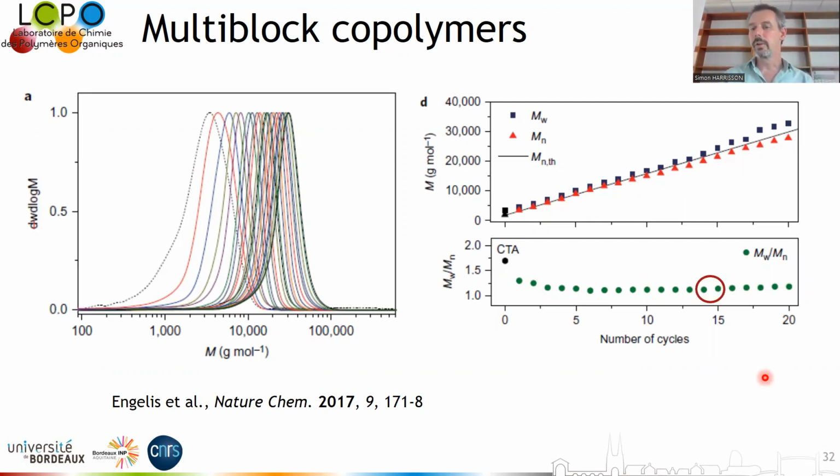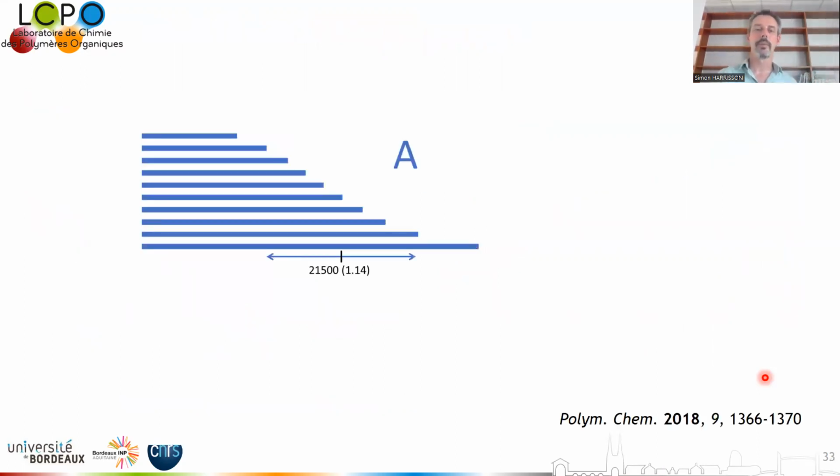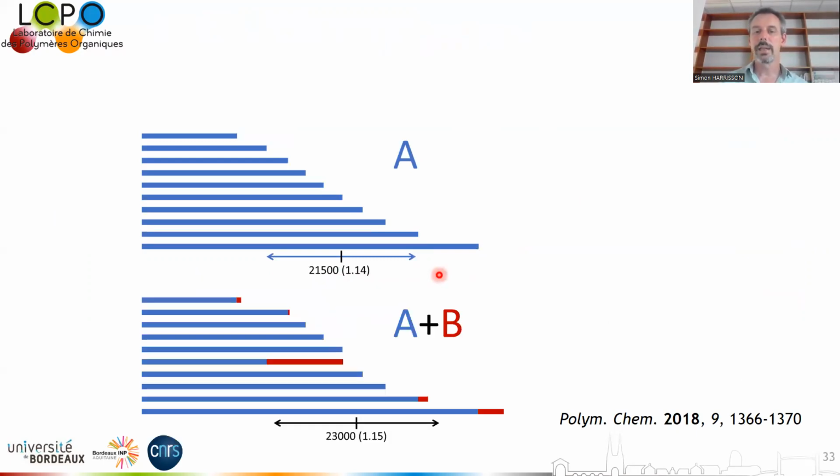And if we just zoom in on just one of those activation chain extension cycles, we can try and see what's going on at the molecular level, the level of individual chains. So let's start with the polymer on the 14th cycle. It has a molecular weight of 21,500 and dispersity of 1.14. And we're going to take that by adding a block of 1,500 units in length. We're going to get to a polymer with a mass of 23,000 and dispersity of 1.15.